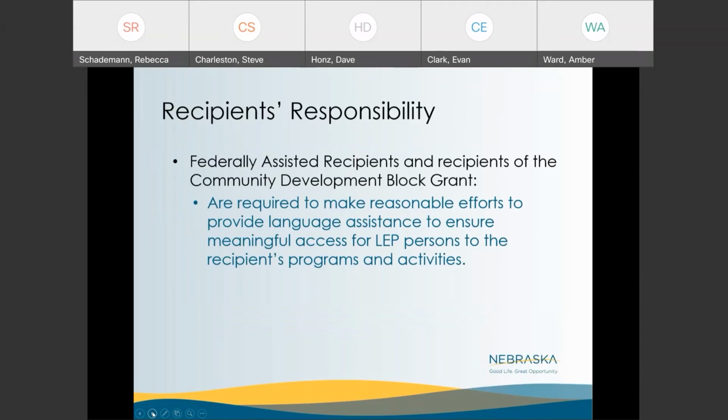Talking about responsibilities here, federally assisted recipients and subrecipients of the Community Development Block Grant are required to make reasonable efforts to provide language assistance to ensure meaningful access for LEP persons to the recipient's programs.